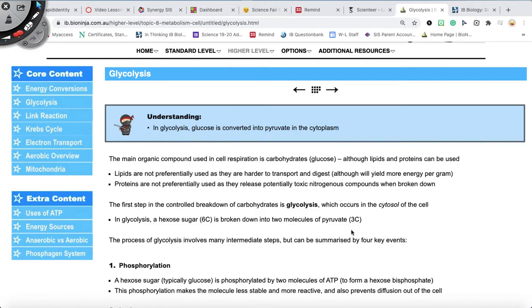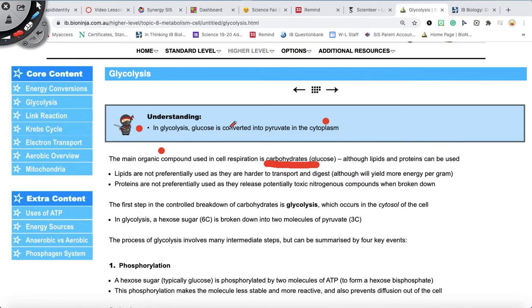Hello, IB Bio students. So today we're going to continue with the process of glycolysis and fermentation. So let's start with the essential understanding here that says that in glycolysis, glucose is converted into pyruvate in the cytoplasm. So the main organic compound that we use in cellular respiration, we know is carbohydrates.